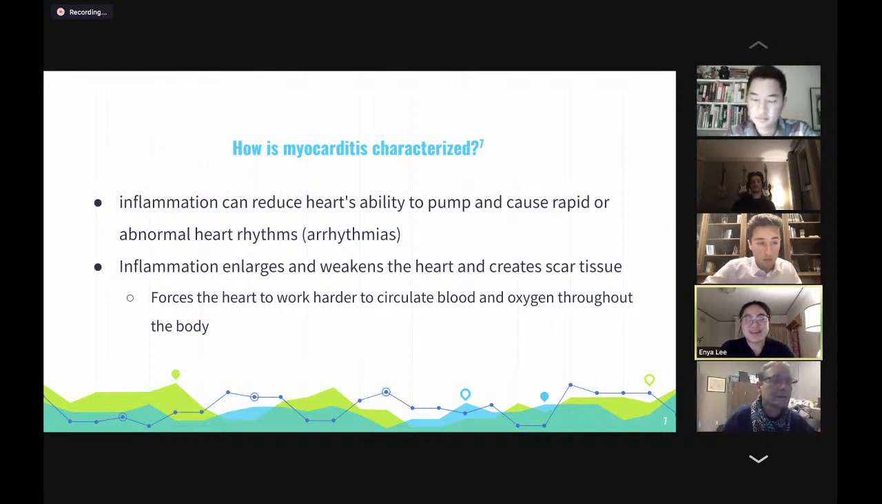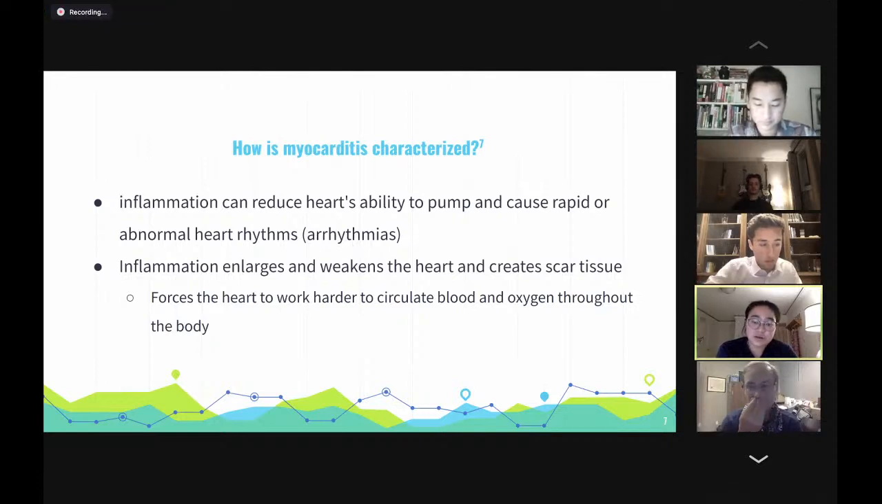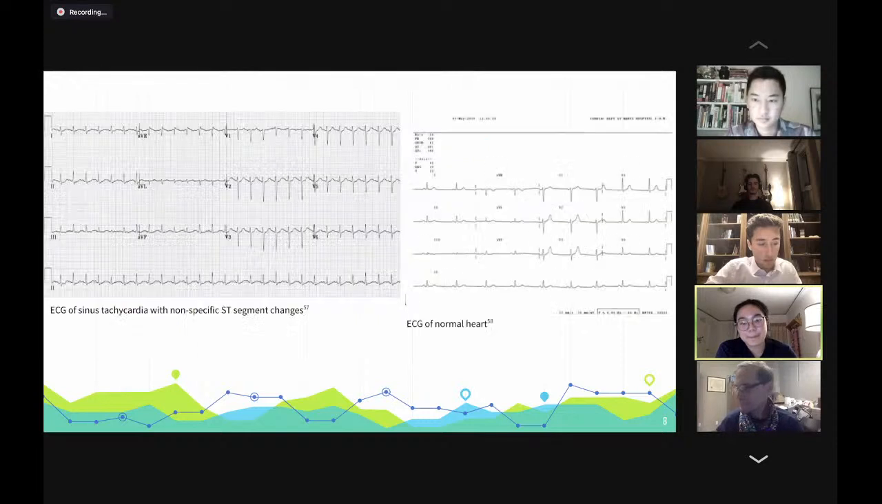Awesome. So, just a little bit on how myocarditis is characterized. As mentioned earlier, myocarditis is the inflammation of the muscle of the heart, the one that's responsible for pumping blood. Inflammation causes a reduced ability of the heart to pump and can cause rapid or abnormal heart rhythms, which we refer to as arrhythmias. Inflammation can enlarge and weaken the heart and create scar tissue, and this ultimately forces the heart to work harder to circulate blood and oxygen throughout the body.